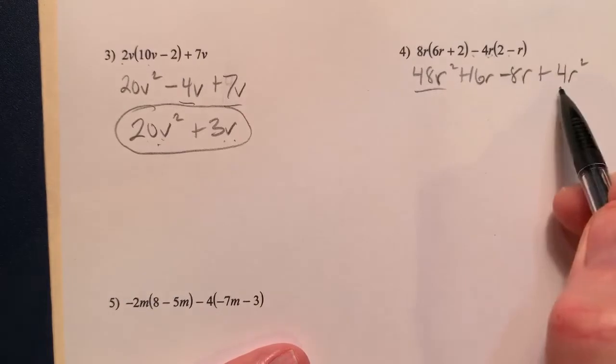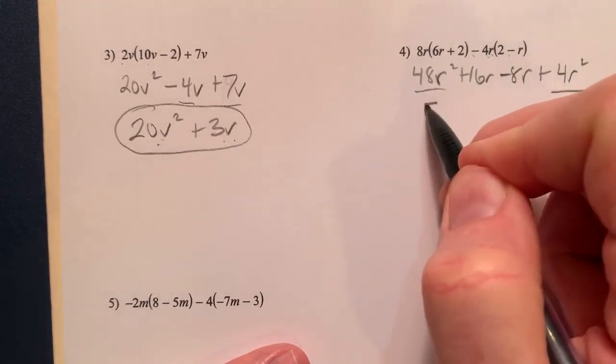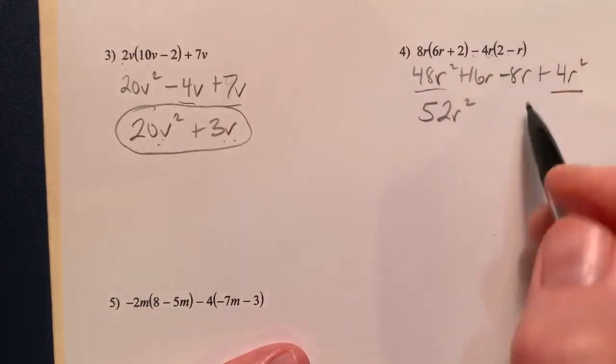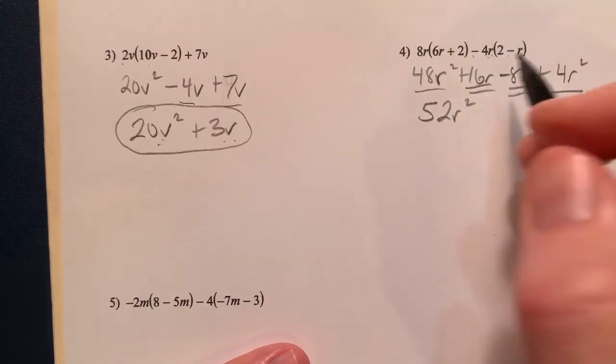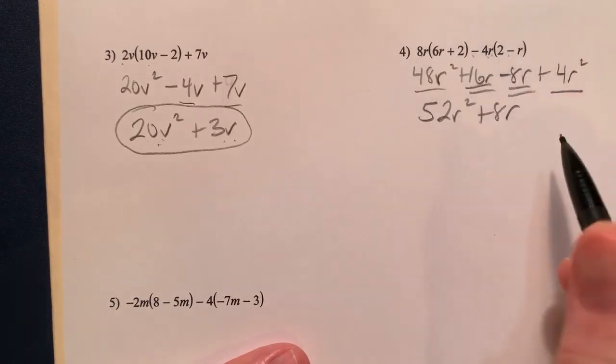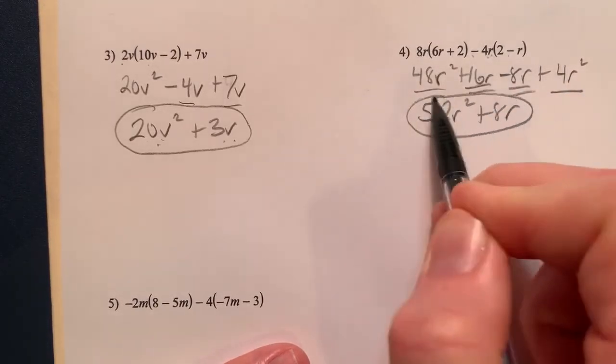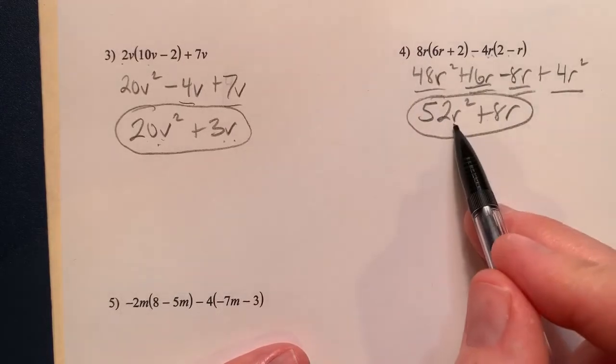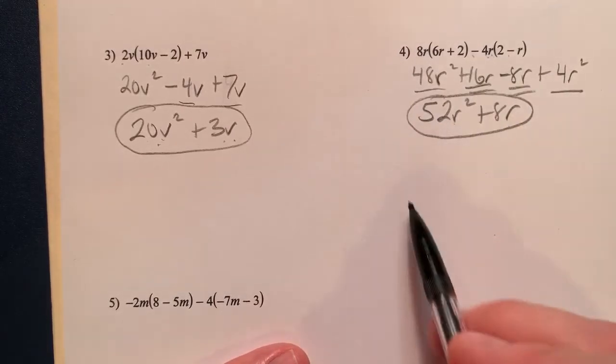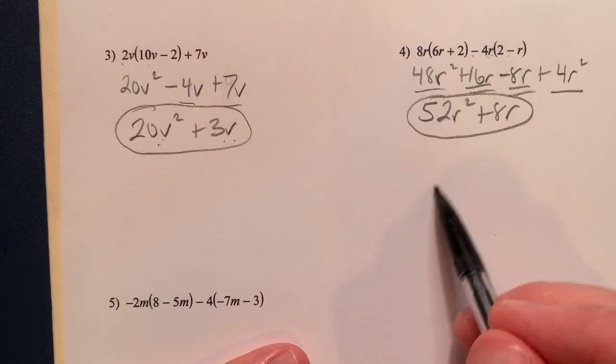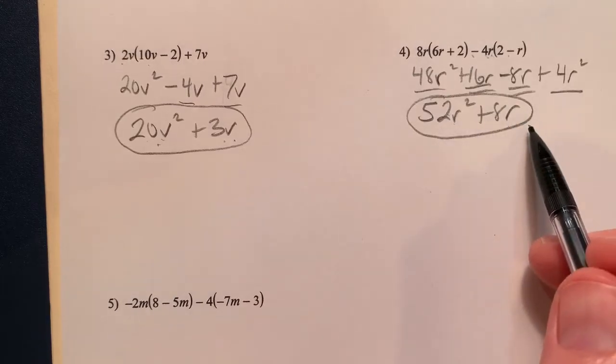I'm combining like terms here. That gives me 52r squared. I'm combining like terms here. And that gives me plus 8r. I cannot combine this. This is r squared. This is r. It's the best I can do. I cannot go any further than that. I cannot combine them because they're not like terms.